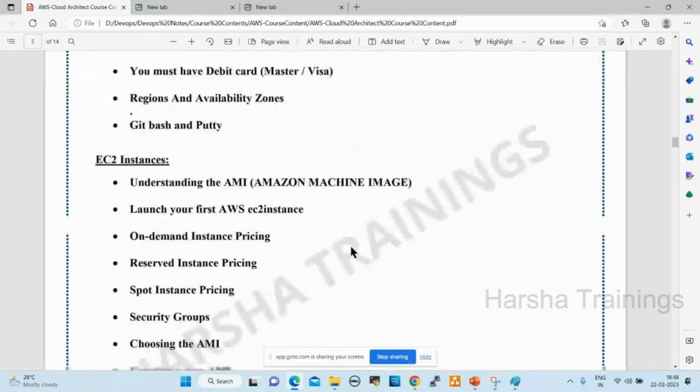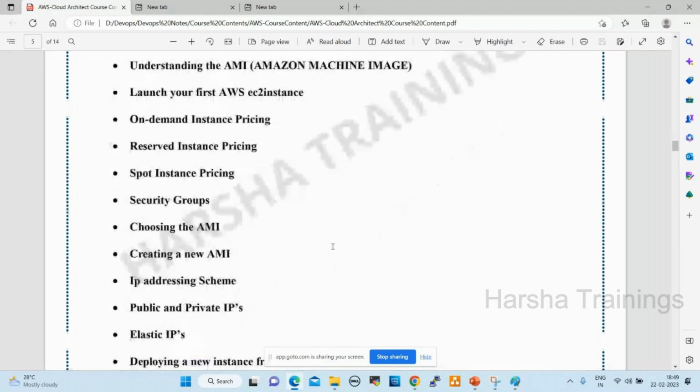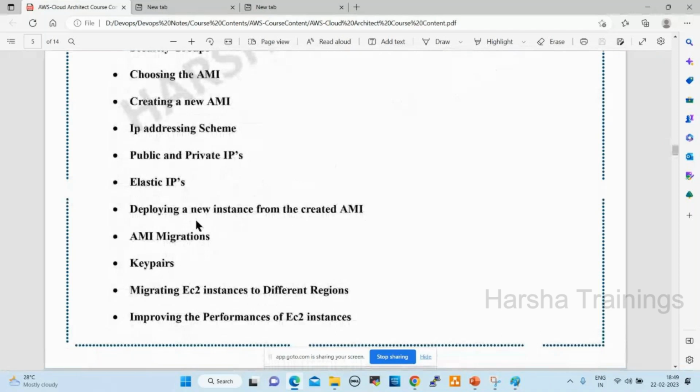Next one, EC2 instances. What is EC2? How can we create infrastructure like servers, EC2 instances? We'll do a deep dive into all these services: AMI, EC2 instance, on-demand instance pricing, reserved instance pricing, spot instances. What is a key pair? What is an AMI? What is an elastic IP? How can we migrate EC2 instances?